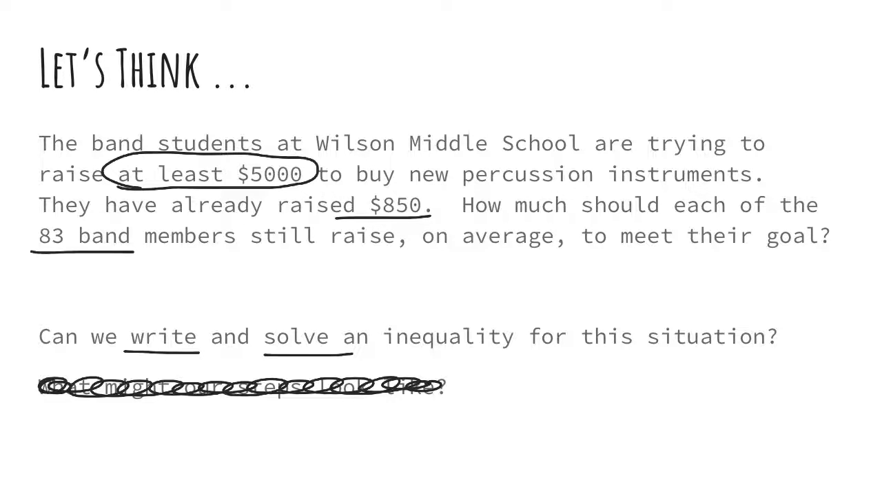So let's think about this. They have $850, and they are going to add to that some money from every band member. And we want that to be at least $5,000. So that means that this is the money side that they are raising. This is the raising money side.